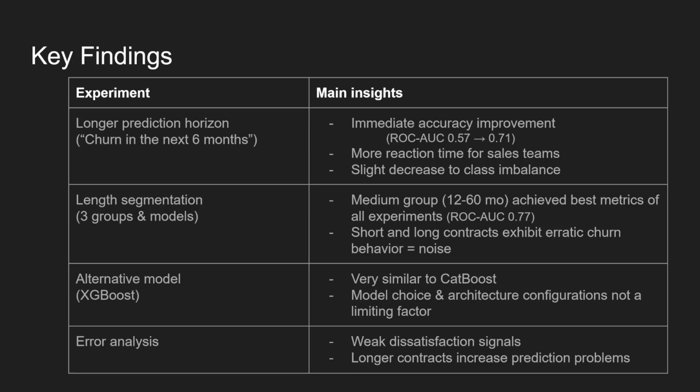Then for the alternative model, the results were very similar to the results with the CatBoost model. So it can be said that the model choice and architecture configurations are not a limiting factor for the performance. And lastly, for the error analysis, there were quite weak signals for the dissatisfaction and churn. For example, longer contracts seem to increase the problems in the predictions.